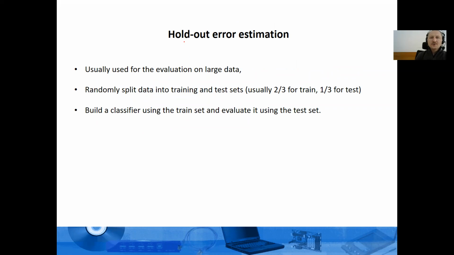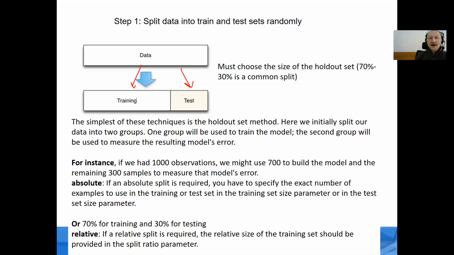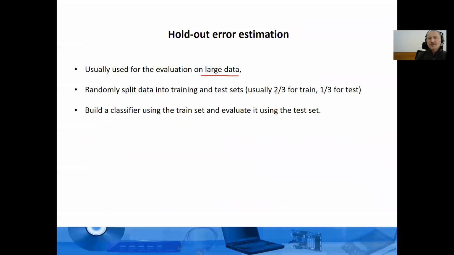So when can you use this method? If you have a large data set, you can use this technique. And when you are dividing your data into two parts, how much percent of this data will be training, and how much percent will be testing data? Normally 2/3 of your data will be used as training data, and 1/3 of your data will be used as test data, normally, if you have a large amount of data.